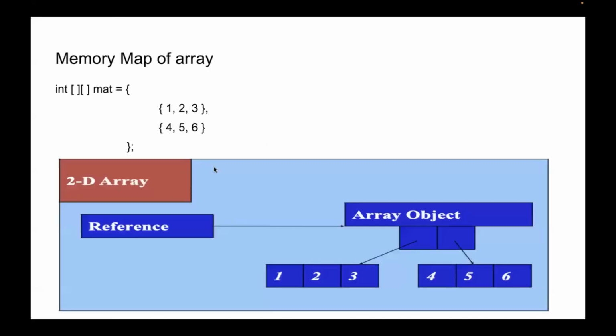Let's go to the slide. Okay, this we have already seen. This way of representing a 2D array we have already seen, and this is how it is created in memory. We have an array object and 2 boxes. The first box refers to your first array, the second box refers to your second array, containing the elements 1 2 3 and 4 5 6. Then there is this reference. So what is this reference? This mat variable is the reference which is pointing to the array object.